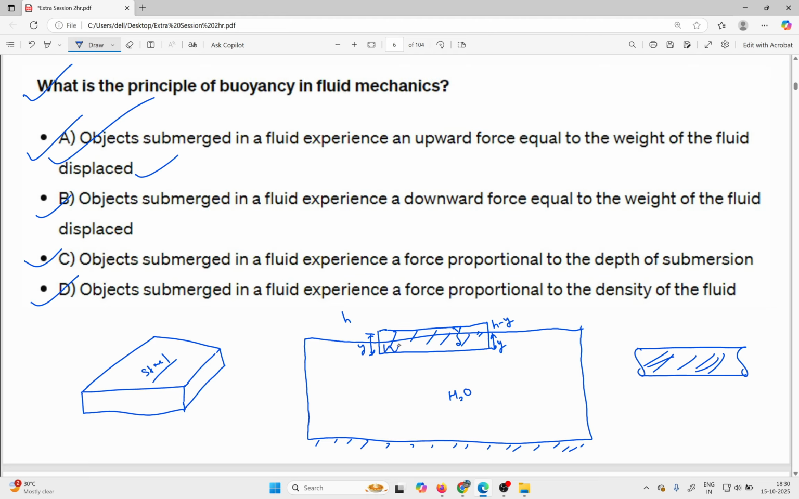Whatever the submerged part, the volume of this submerged part, that much water will be collected. If you are collecting in a bucket, that much water will spill out, only for the submerged part. And that will be equal to the weight of the fluid, which is equal to the upward force exerted by the fluid on the object. So that upward force will be equal to this.